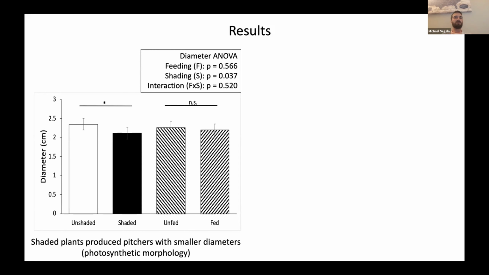On the X are our treatment groups, unshaded versus shaded, and unfed versus fed. And on the Y, we have average pitcher diameters. As you can see by the graph and the attached ANOVA, there is a significant effect of shading on the diameter of the pitchers. So this supports our hypothesis that plants that are light limited will shift resources from carnivory and invest in light absorption and take on this photosynthetic morphology.